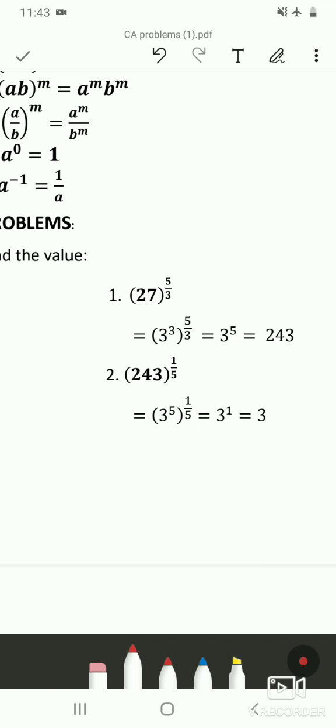So again let me revise it. 243 is written as 3 power 5. Then using the third law, we have got the answer as 3. So this is the second problem.